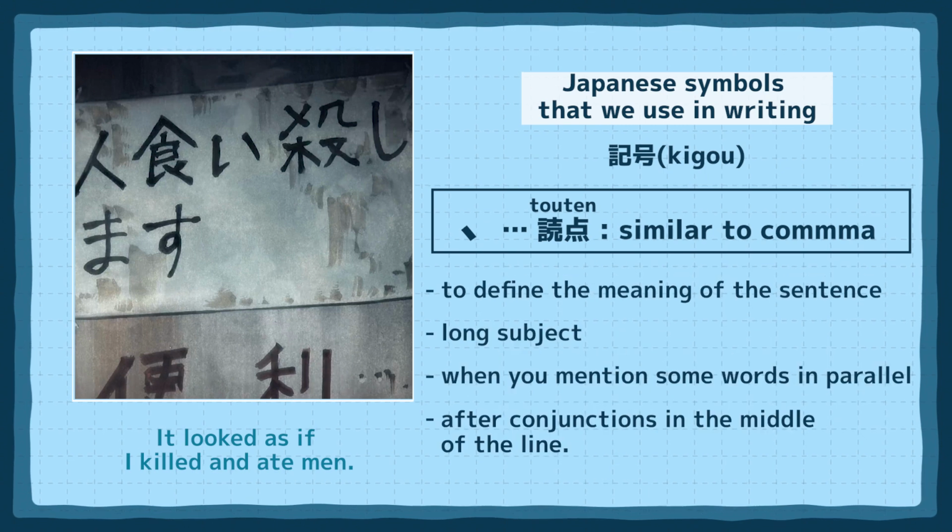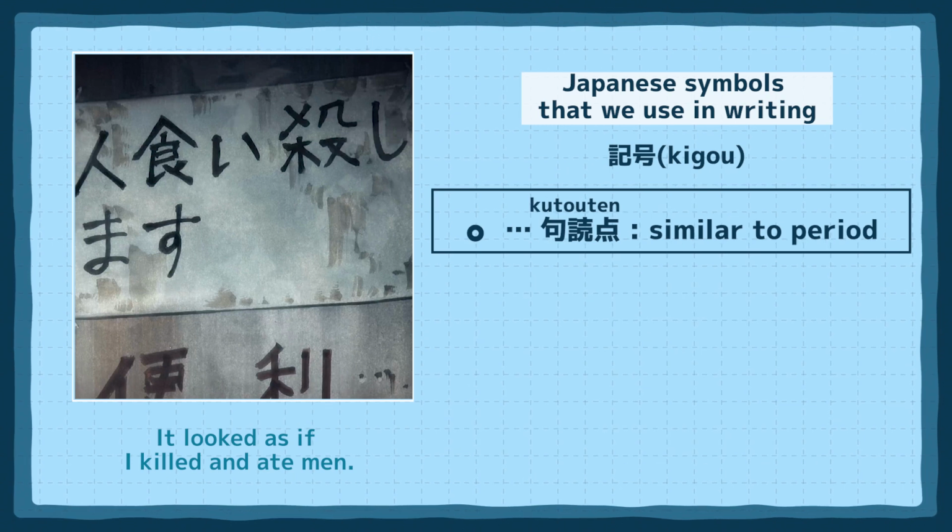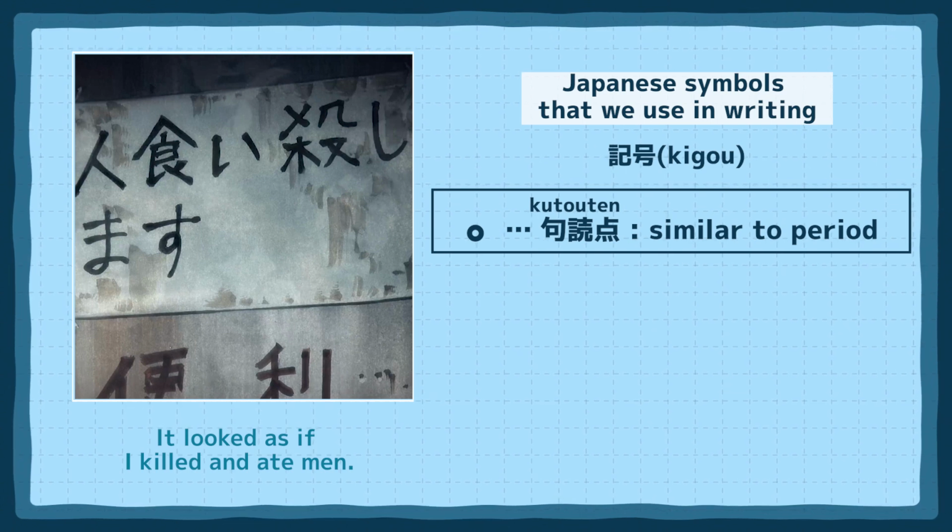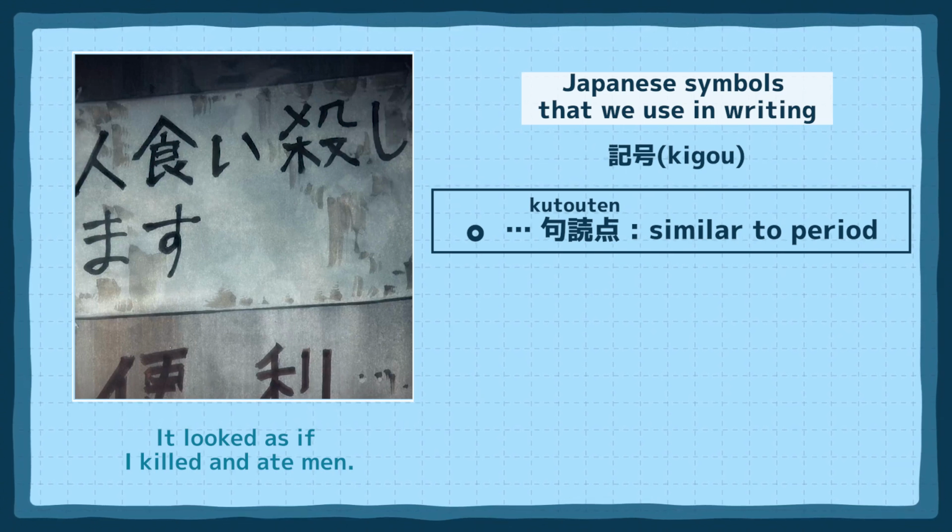Those are just the basic rules, but that's not all. People use it randomly to emphasize a phrase or adjust the rhythm too, but don't use it too much. The most important thing is to make the sentence meaning clear. Next, 句読点, kutouten. This is easy, the same as a period. Just place it at the end of the sentence, but in manga, most of the dialogue does not use it.